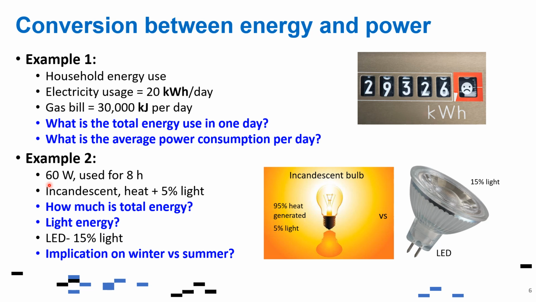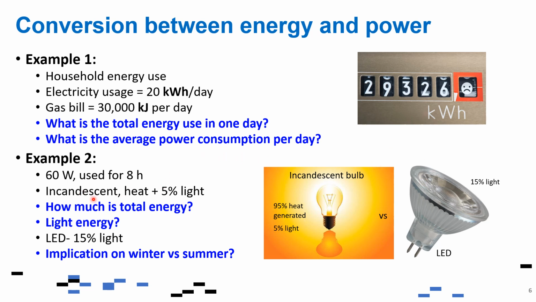The second example is still on the power and energy conversion. So you have a 60-watt bulb or LED, and it is used for 8 hours. It can be two types. You have a bulb type, incandescent bulb, and the other one is LED type. And both are in 60 watts of power. They can produce 60 watts of power.